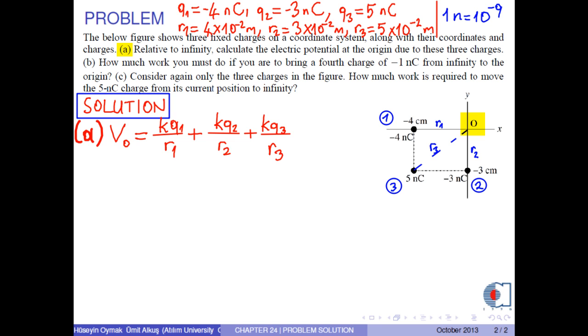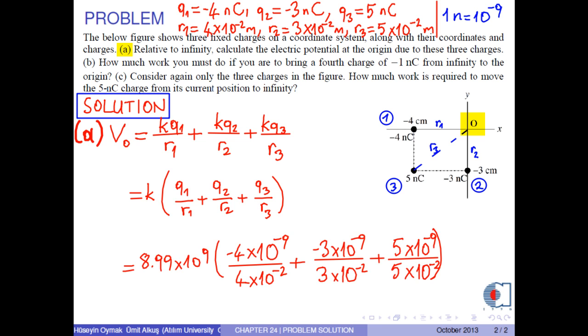The constant K is common in all terms. Therefore, we can write K times Q1 over R1 plus Q2 over R2 plus Q3 over R3. At this point, we can substitute the numerical values into this formula. In all terms, we have 10 to negative 9 over 10 to negative 2, which gives 10 to negative 7. And negative 4 over 4 is negative 1. Negative 3 over 3 is negative 1. And 5 over 5 is positive 1.